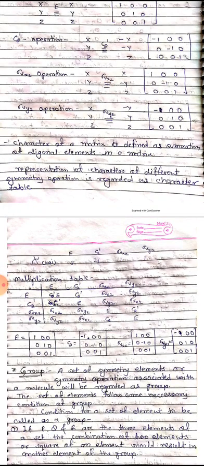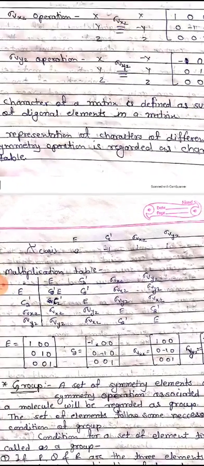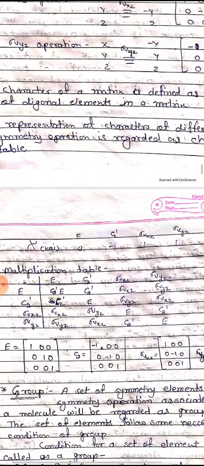Now, character multiplication table. How can we draw multiplication table? In multiplication table, it is represented by the following example, and there it is example of water only.